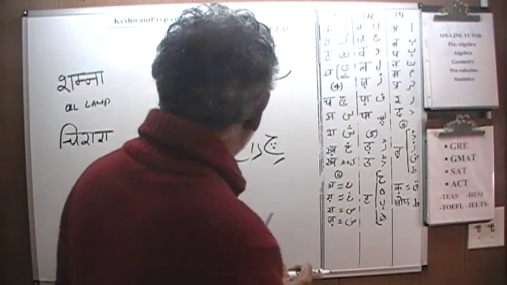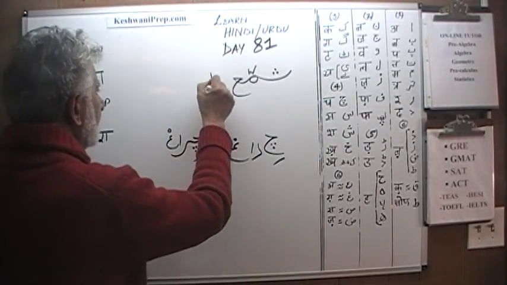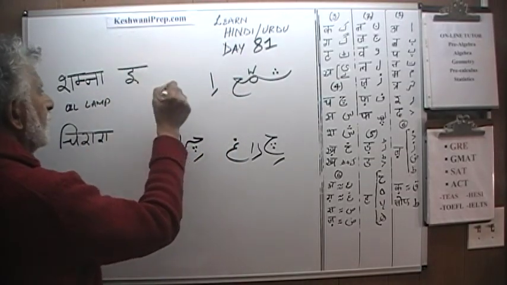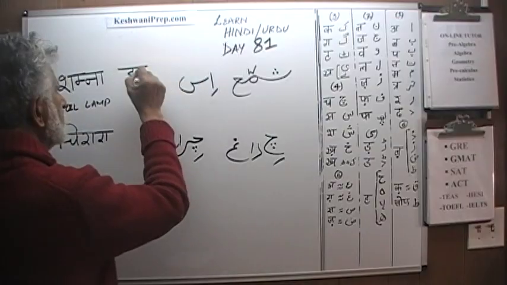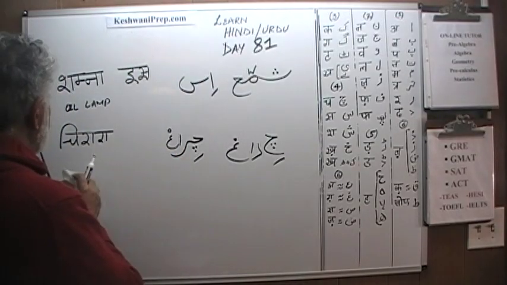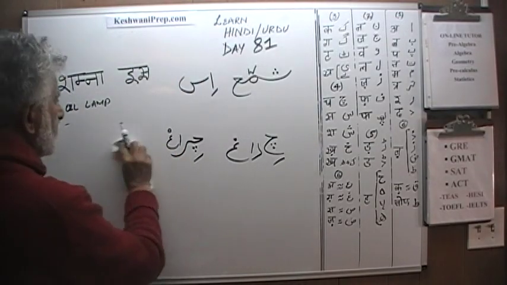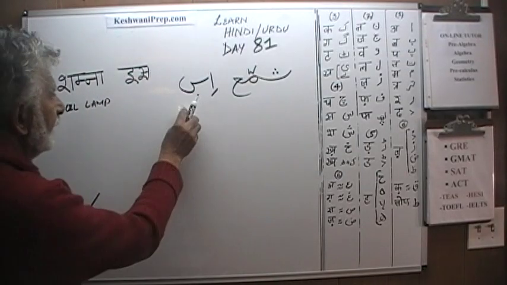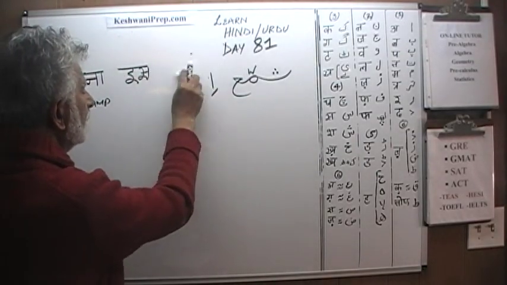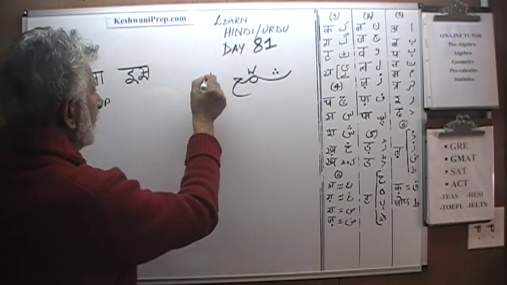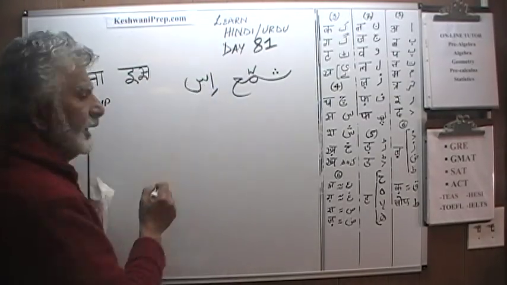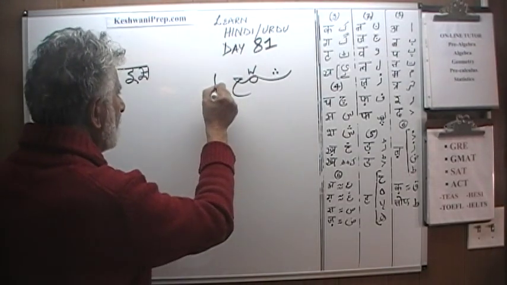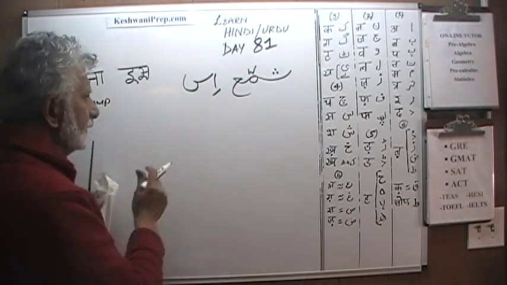Shamma is, we need alif with a choti ye ki matra, e, and then a sin, is. As you can see, we did it again. We could have written the sin with 2 loops like that, or we can write it with 1 long loop, like this.